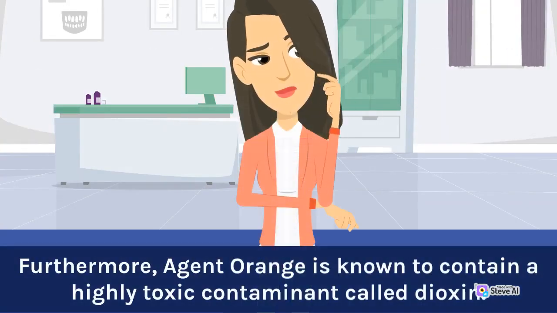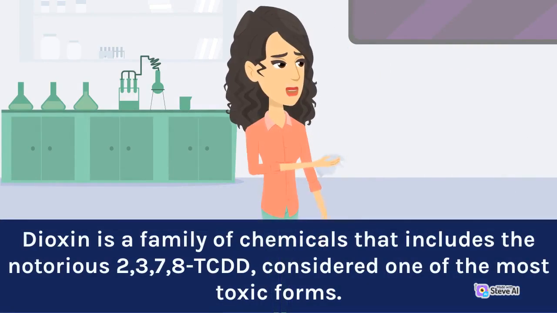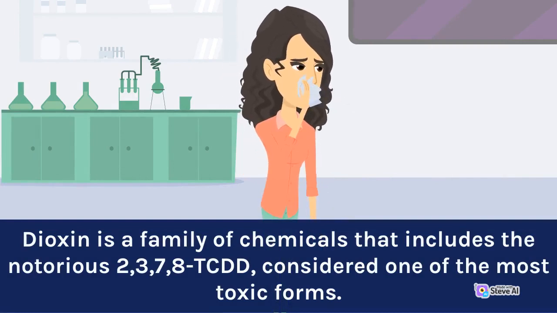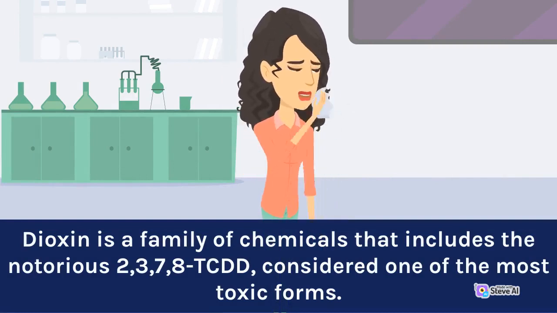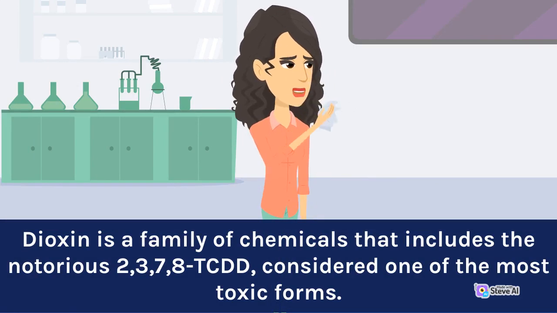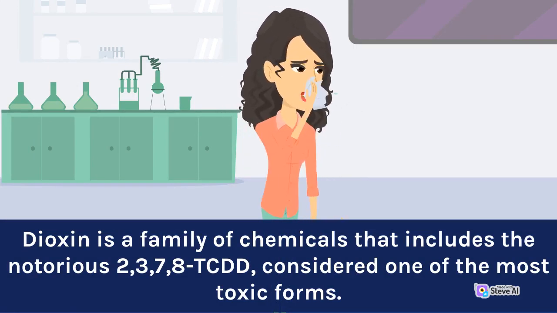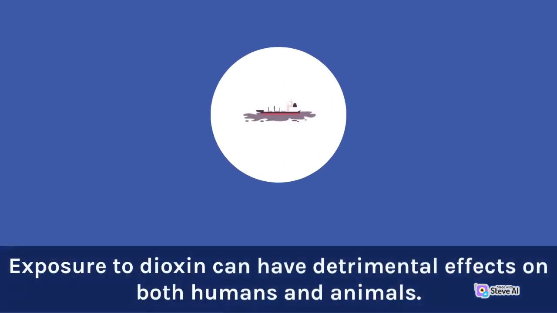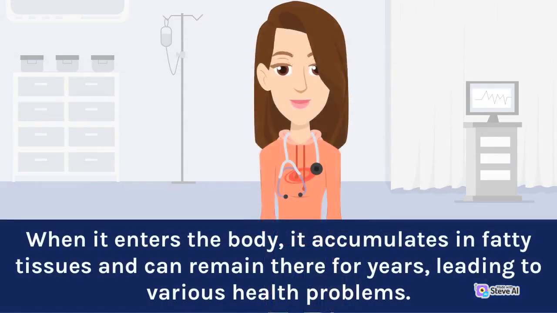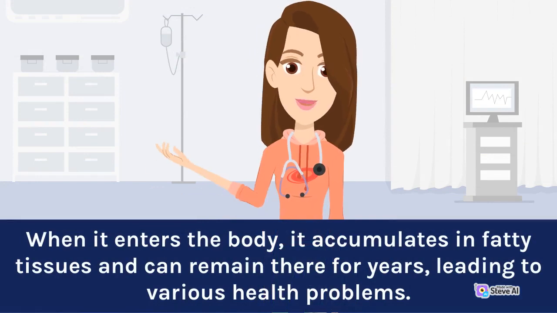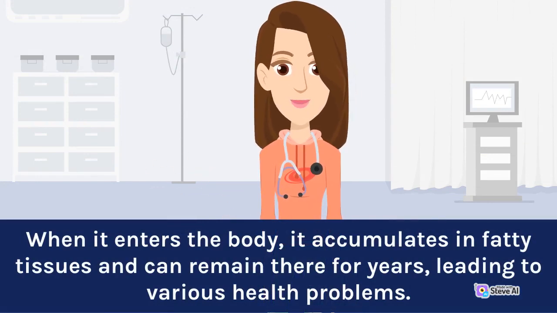Furthermore, Agent Orange is known to contain a highly toxic contaminant called dioxin. Dioxin is a family of chemicals that includes the notorious 2,3,7,8 TCDD, considered one of the most toxic forms. Exposure to dioxin can have detrimental effects on both humans and animals. When it enters the body, it accumulates in fatty tissues and can remain there for years, leading to various health problems.